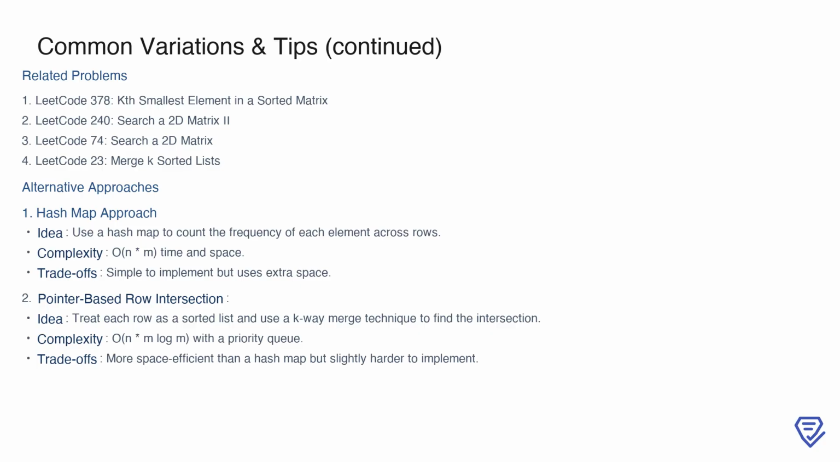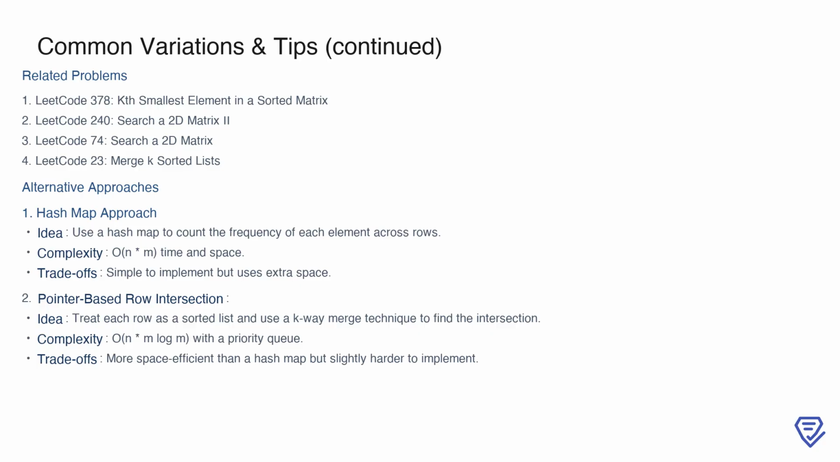Now, let's explore some alternative approaches to solving this problem. The hash map approach involves counting the frequency of each element across rows. This method has a time and space complexity of O(n*m) and is relatively simple to implement. However, it does require additional memory for the hash map.